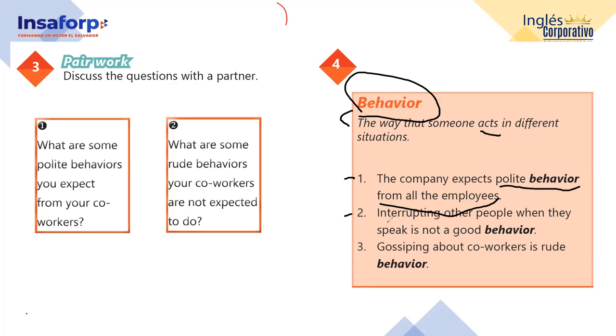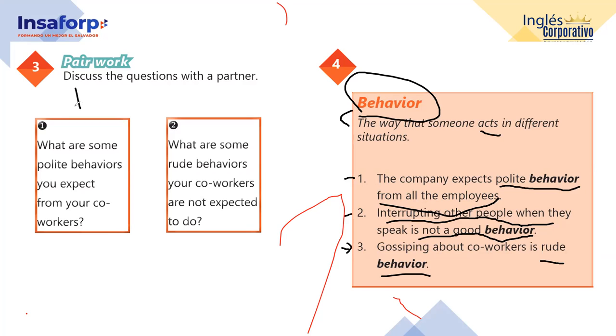Number two: interrupting other people when they speak is not a good behavior. And this is the third one: gossiping about coworkers is rude behavior. This is the word that I was telling you. Gossip is when you start making comments, maybe they are true, maybe they are not true, but it is something that you have heard. So what are some polite behaviors you expect from your coworkers, and what are some rude behaviors your coworkers are not expected to do?